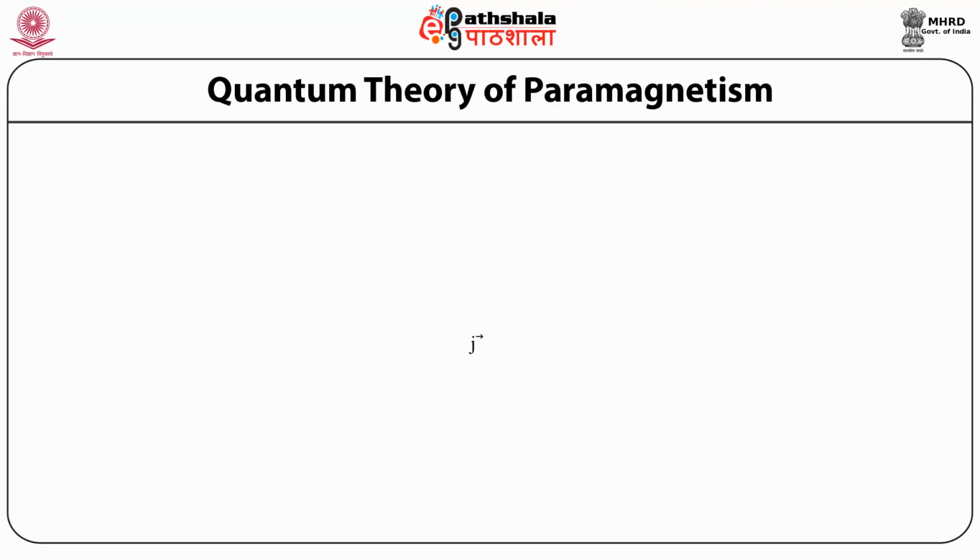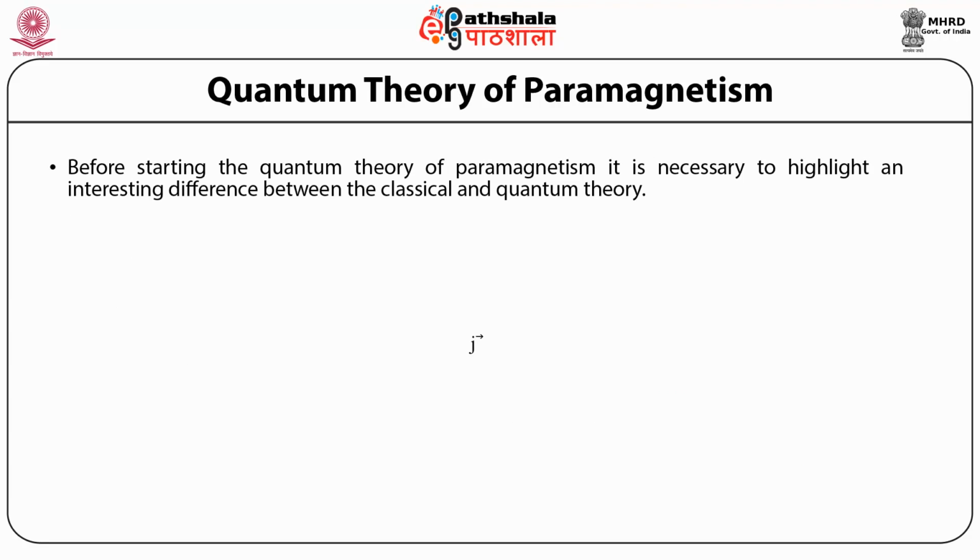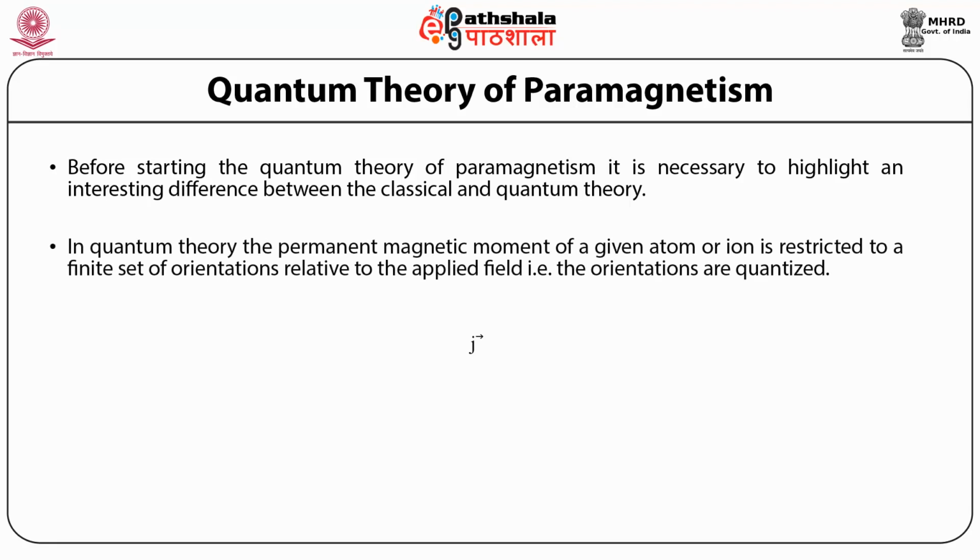Quantum theory of paramagnetism. Before starting the quantum theory of paramagnetism, it is necessary to highlight an interesting difference between the classical and quantum theory. In quantum theory, the permanent magnetic moment of a given atom or ion is restricted to a finite set of orientations relative to the applied field. That is, orientations are quantized. Whereas classically there is no such condition. Classically there can be any kind of orientation, but quantum theory restricts the orientation because of the phenomenon of quantization. So orientations are restricted and quantized.